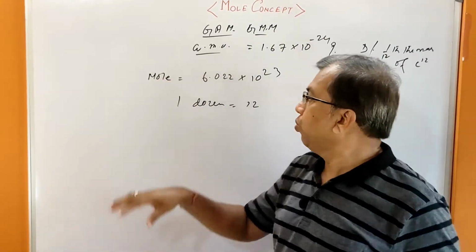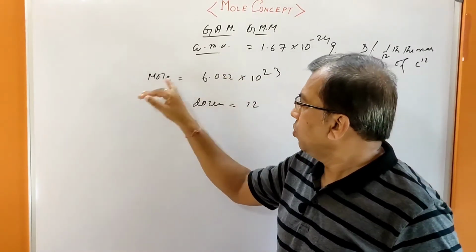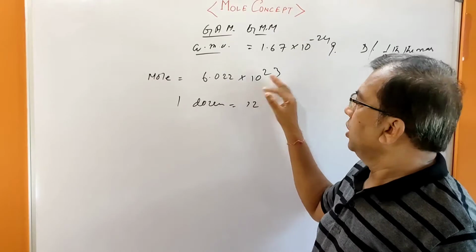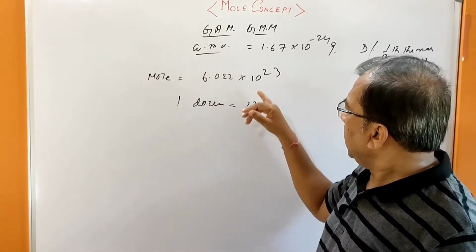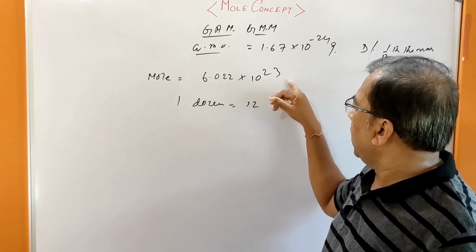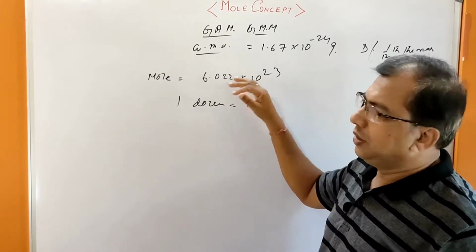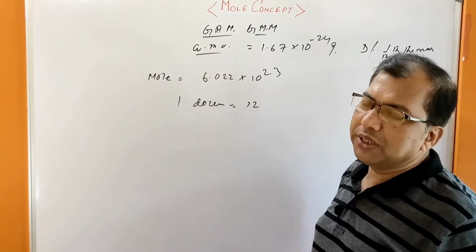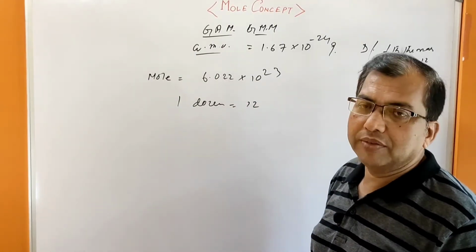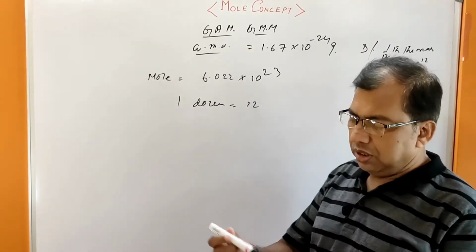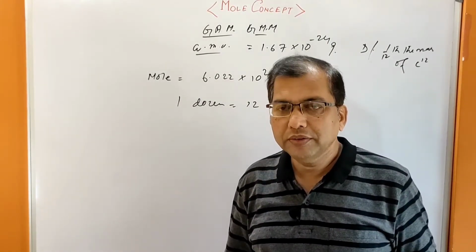So 1 mole is equal to what? 6.022 into 10 to the power 23. 2 moles, 2 into this. 10 moles, 10 into this. So what is this number? Imagine. 10 to the power 23, that many zeros. Can you imagine? Can you calculate? Can you consider this number? Suppose you have this pen, 1 mole of pens. Where will you keep these pens? Count.